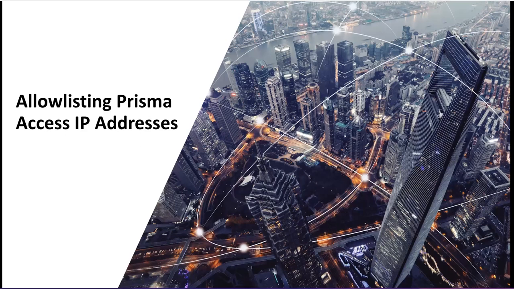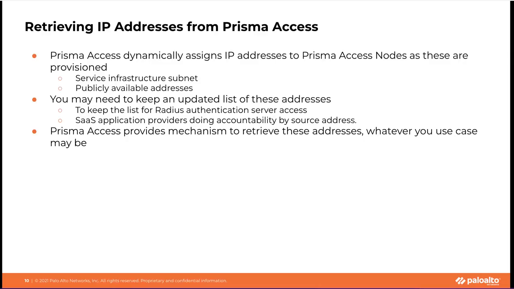Today, we are talking about best practices for managing Prisma Access. And first, we will talk about allow listing of Prisma Access IP addresses. Prisma Access dynamically assigns IP addresses to Prisma Access nodes as they get provisioned. This includes the public IP addresses and some sort of service infrastructure IP addresses.